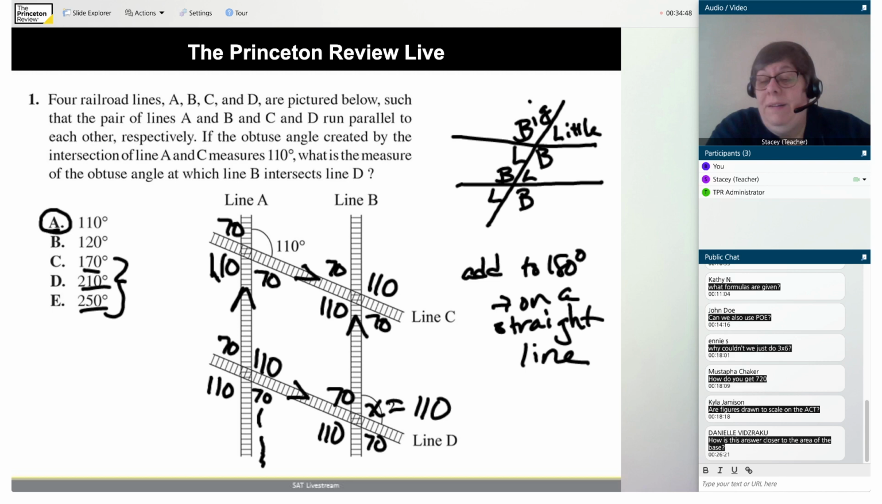None of my angles are bigger than angles on a straight line, and I sure also don't see any angles that look like they're a straight line. So initially, the only answer choices that really seem to make sense to me, if I'm going to pick an answer, have to be A or B.